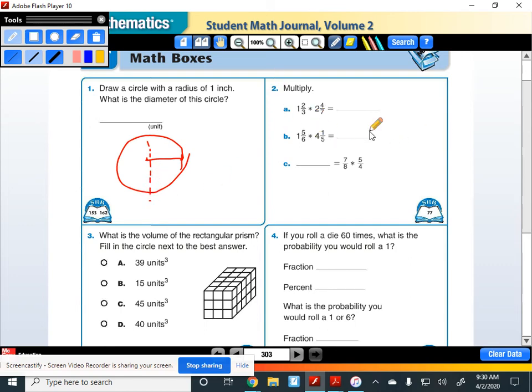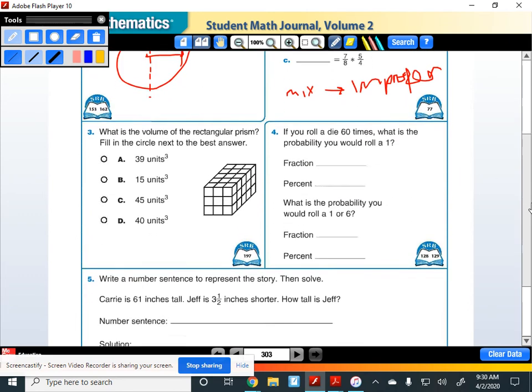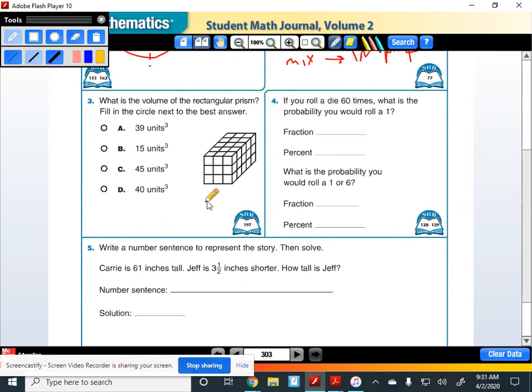Okay. Multiply, remember we have to change from mixed numbers to improper. Oof. Volume, width times length times height. So 3, 5, 3. 3 times 5 times 3 is what? Okay.